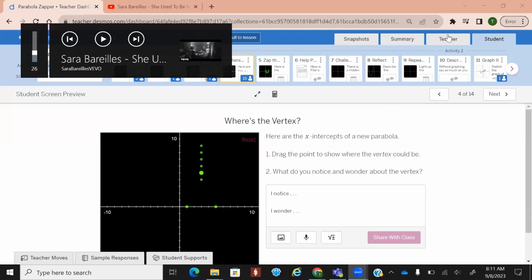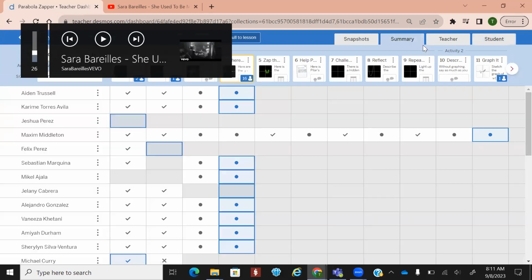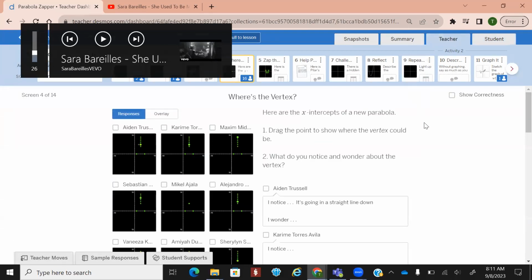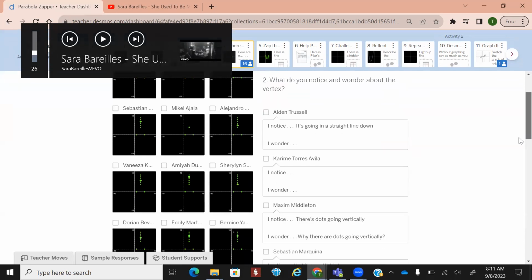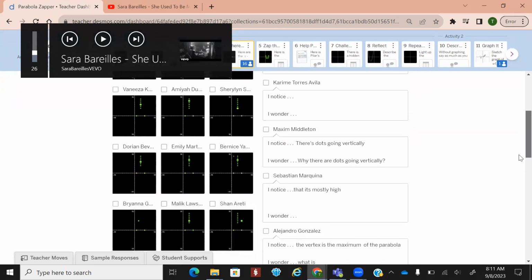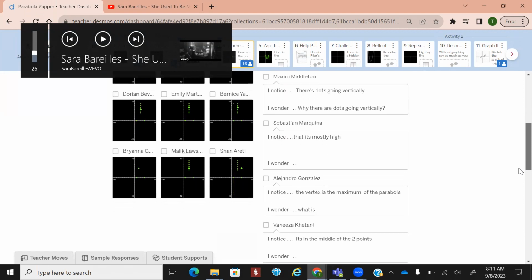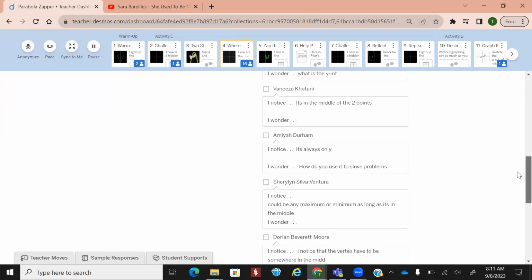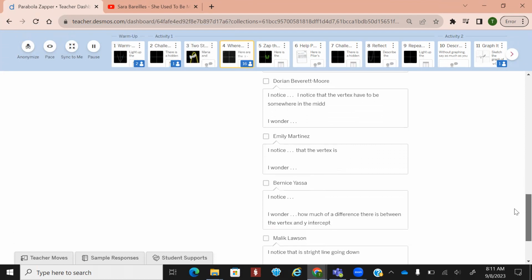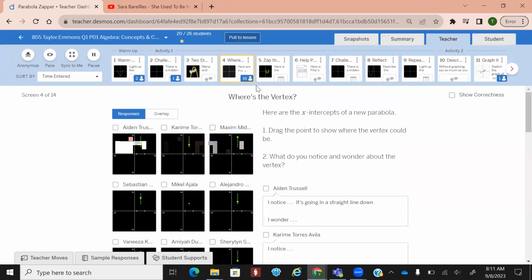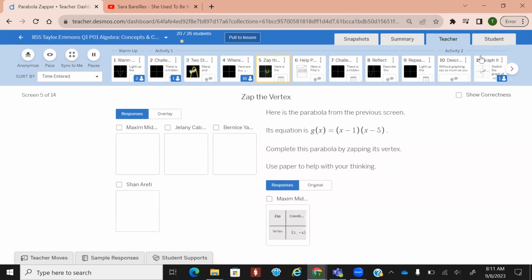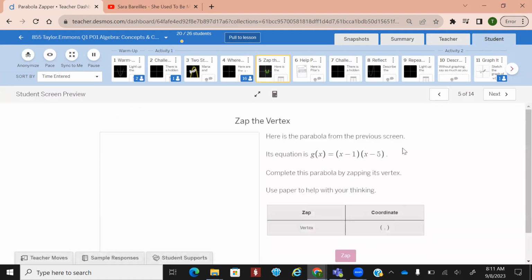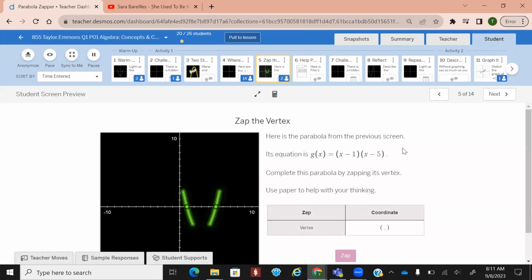Hey, so y'all said that it's a straight line going down. There's dots going vertically. Why are the dots going vertically? It's in the middle of the 2 points. Good. Vertex has to be somewhere in the middle. Fantastic. All good answers. Okay, on the next one, it says here's the parabola from the previous screen. Complete this parabola by zapping its vertex.